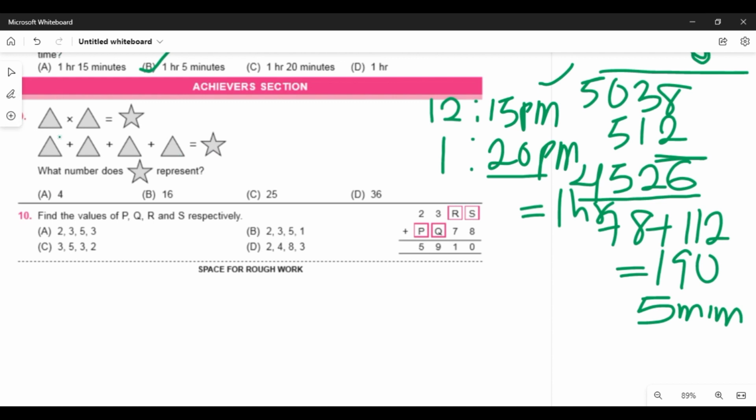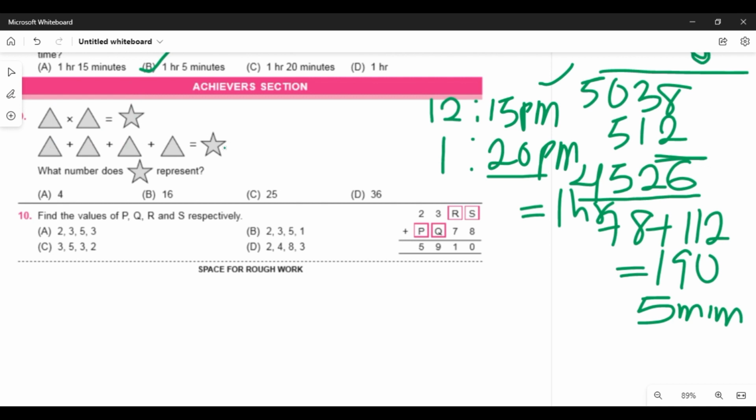Now, if we come here to check this, you'll find that triangle times triangle gives you star. If triangle times triangle will give you star, triangle plus triangle plus triangle plus triangle will give you star. So what then is this star? So let's assume that the triangle is 2. We'll put a 2 here. 2 times 2 will give us what? 4. So 2 plus 2 plus 2 plus 2, will it give us 4?